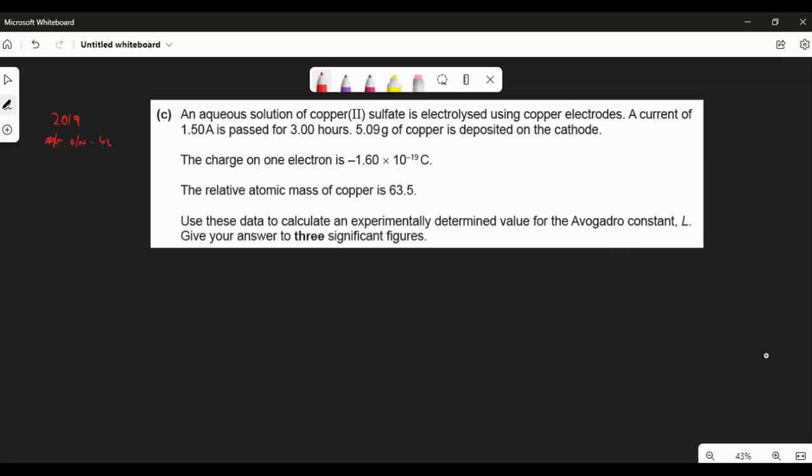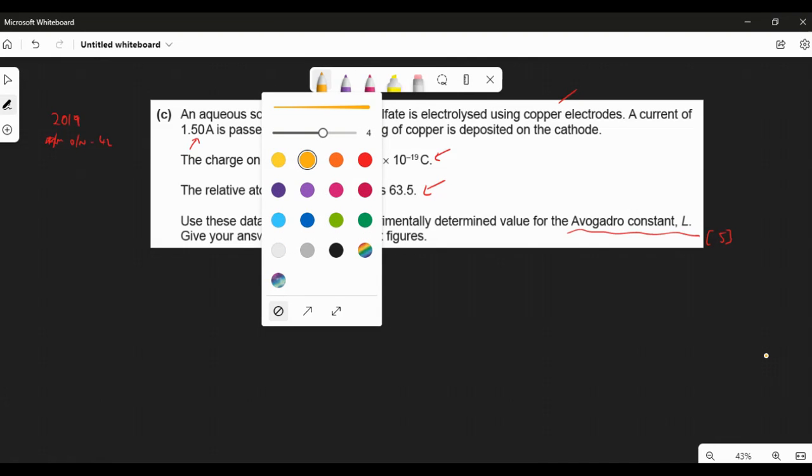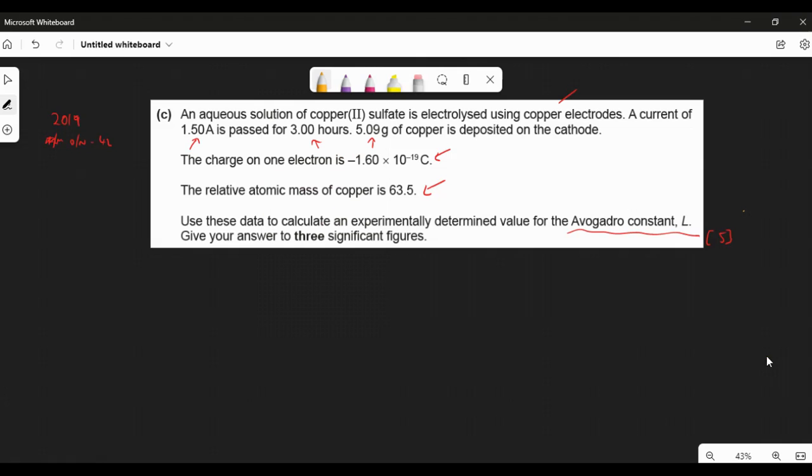So an aqueous solution of copper sulfate is electrolyzed with copper electrodes. A current of 1.5 amps is passed for 3 hours, and we get that much copper. We've got the charge on an electron. The relative atomic mass of copper is given, and using that, we've got to try and figure out Avogadro's constant. Now, these are quite common questions, actually, and this one was worth 5 marks. So even if you can't do it, let's imagine that you're stuck at some point. You can get loads of the marks by just doing very straightforward stuff.